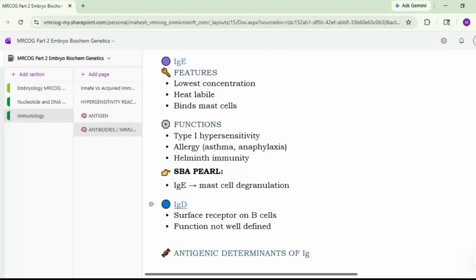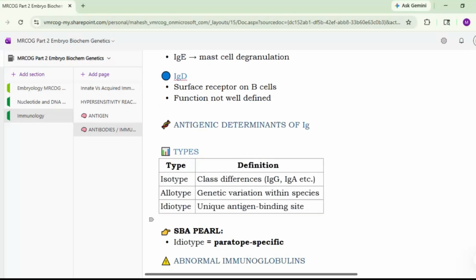Okay, so next is the IgD class of antibody. That is the surface receptor on B cells. The function of IgD is not well defined. Okay, so the rest of the four you should know in detail.